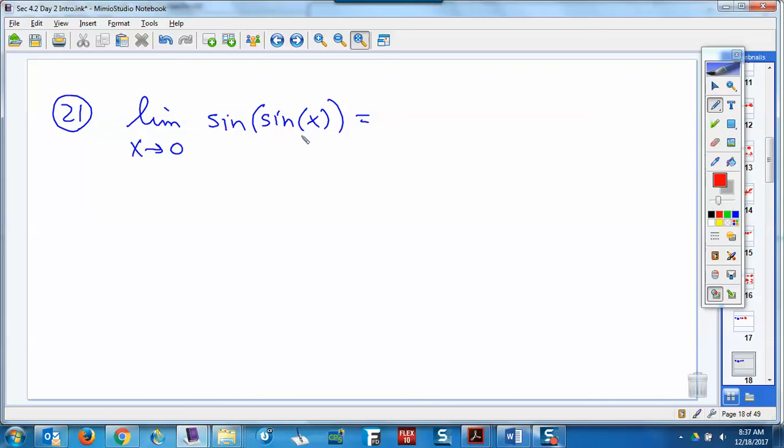Okay? And what about this one? You're just going to plug in a 0. Sine of 0, 0. Almost too easy. Seems like at the end it should have been harder. Okay? And all of a sudden that one is just direct substitution.